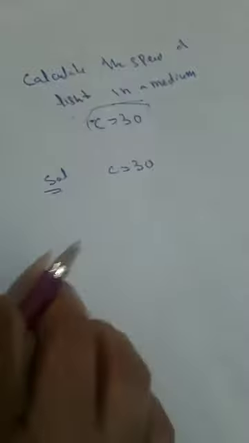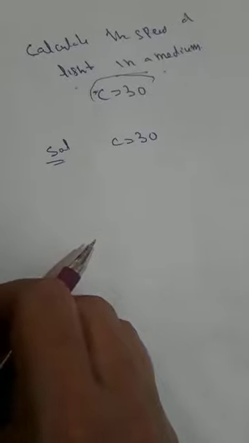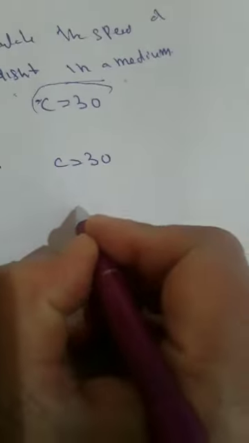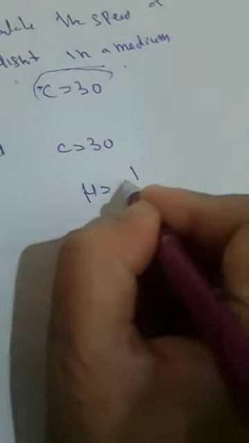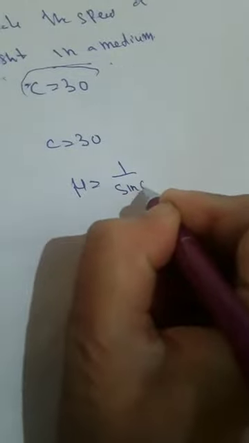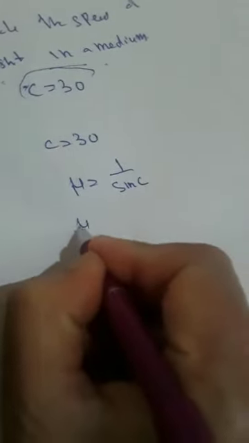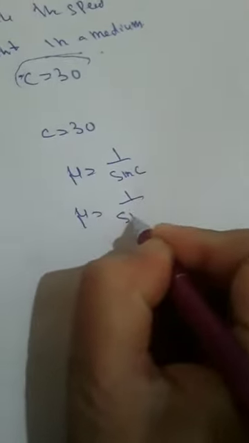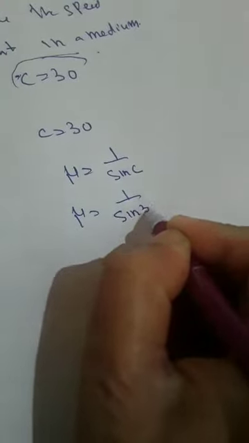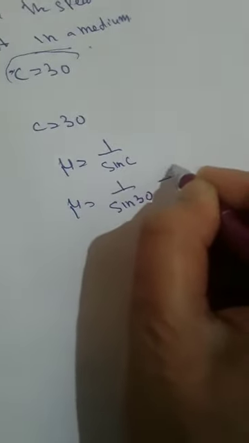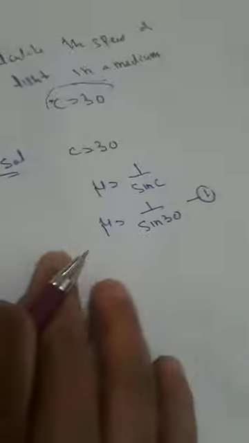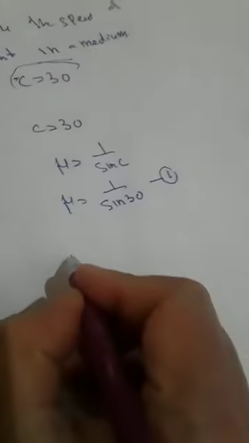ठीक है. We know that the relation between refractive index and critical angle is: refractive index is equal to 1 by sin C, or mu is equal to 1 by sin 30. Name this first.